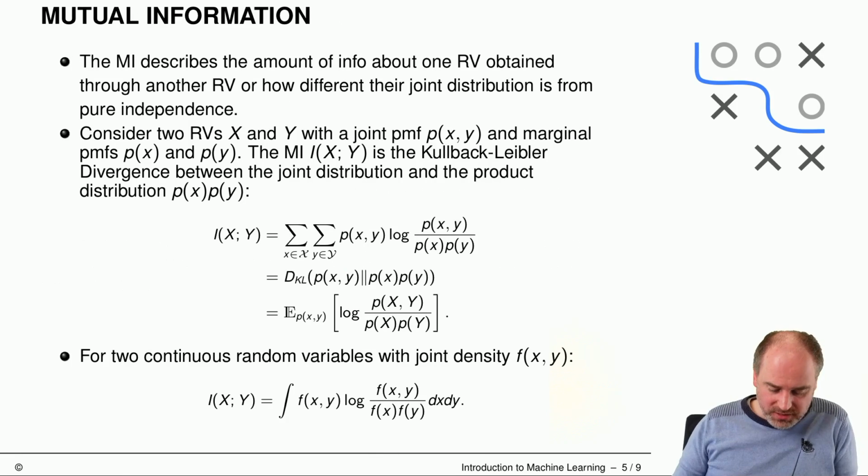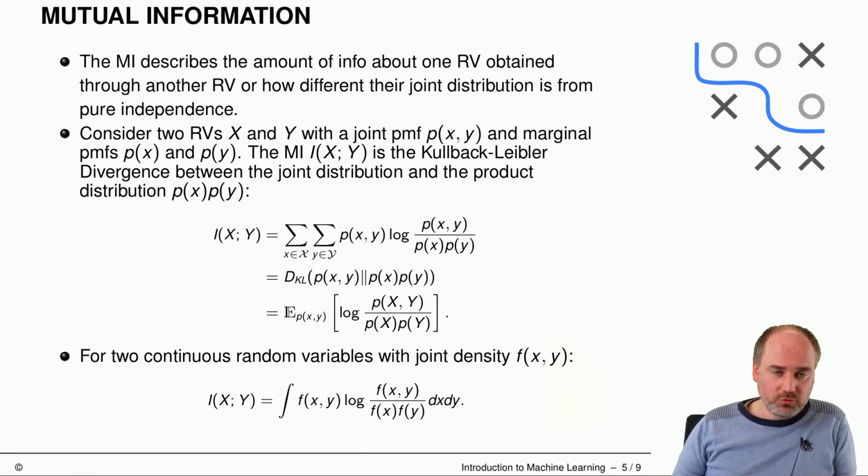Okay, so with all of these technical lemmata that we have now discussed, and based on this notion of conditional entropy, we can now finally define what we mean by mutual information. The mutual information should describe the amount of information of one random variable obtained through another random variable. Another way of seeing this is also how different their joint distribution is. So if we have two random variables, how different is their joint distribution from a purely independent case where the joint distribution factorizes into the marginals.